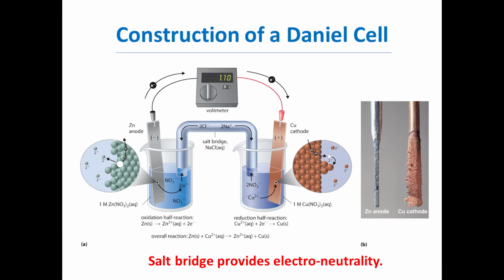You can see the construction of a Daniell cell here. The zinc rod is immersed in the zinc nitrate solution and the copper rod is immersed in the copper nitrate solution. These two are connected to a voltmeter, and the salt bridge is given here for the movement of cations and anions to their respective positions.